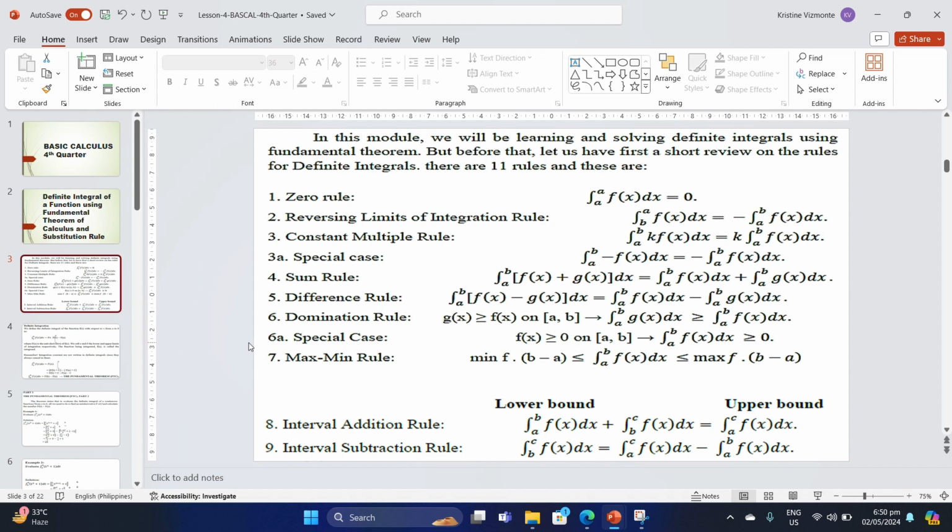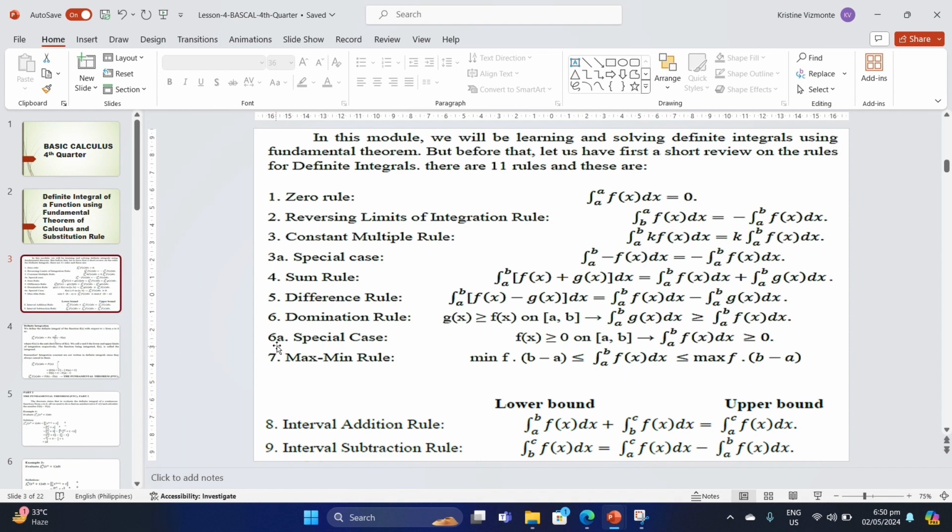Next, for the domination rule, g of x should be greater than or equal to f of x on a and b. So therefore, you will just prolong it and add the definite integral from a to b of g of x dx, which is greater than or equal to the definite integral from a to b of f of x dx. For our special case, f of x is greater than or equal to 0 on a and b. So therefore, the definite integral from a to b of f of x dx is greater than or equal to 0.